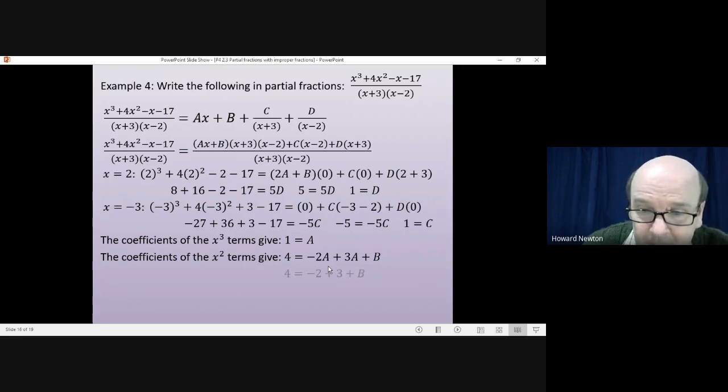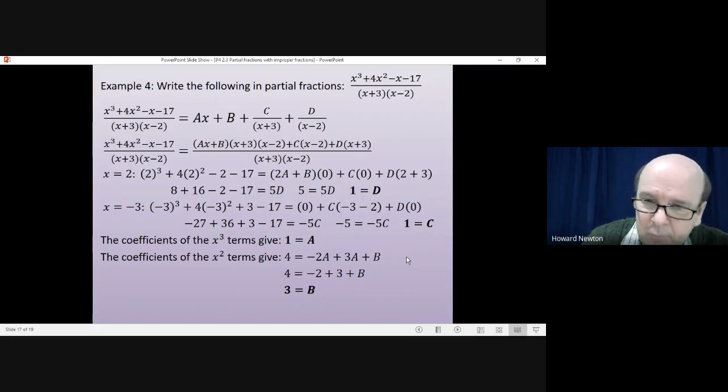Now, before I tidy it up, here I've got 3a minus 2a. So that would be a plus b. If you multiplied all the brackets out and found the coefficient of the x squared term, it'll actually be a plus b that you should get, simplifying this. But what I've done is substitute a equals 1 here. I worked that out from the x cubed term. That gives me 4 equals minus 2 plus 3 plus b. And then I can say, therefore, b must equal 3.